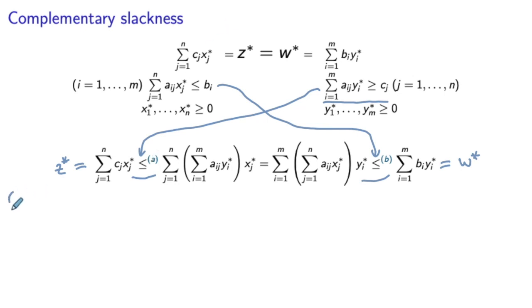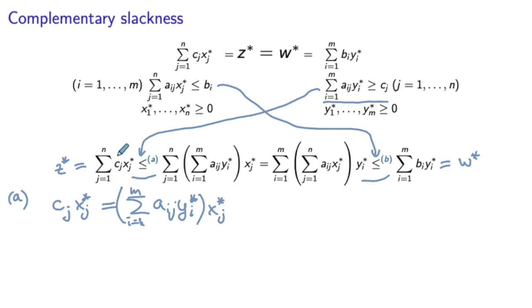First, for A, what we did to obtain this inequality was replace every single Cj with an upper bound, and then we sum all of these terms up. So for the equality to hold here, we need to make sure that for every j, Cj xj star is actually equal to the summation of aij yi stars for i between 1 and m, multiplied by xj star.